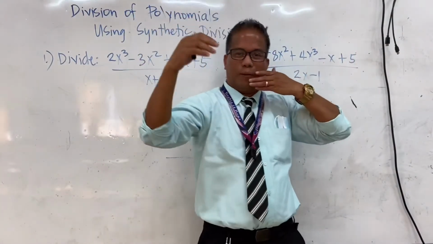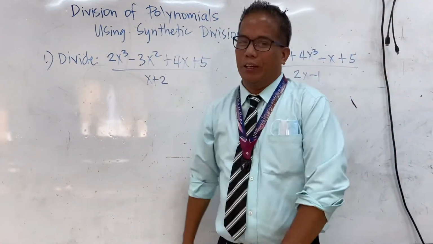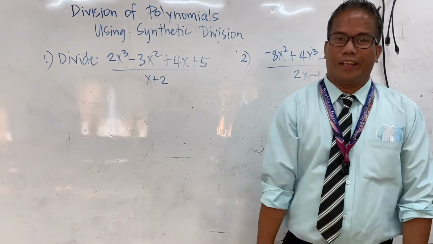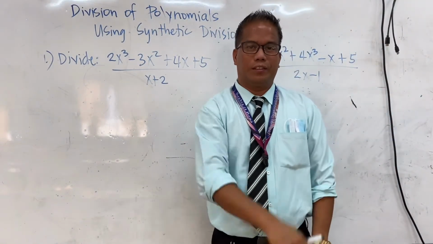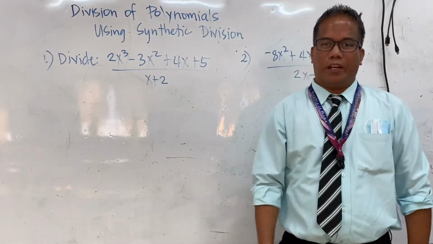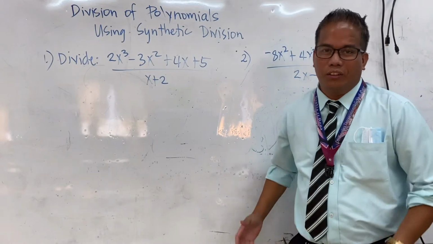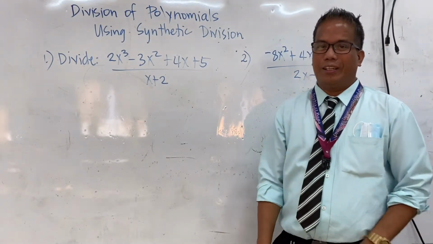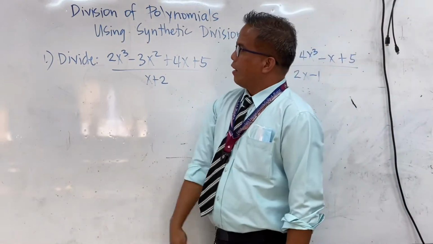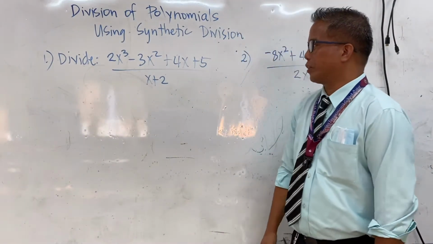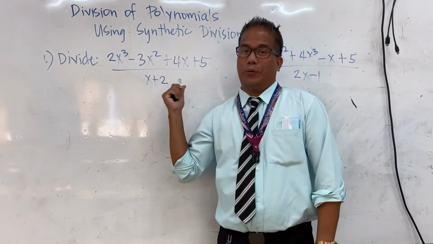Hello to everyone. Today we will discuss division of polynomials using synthetic division. I prepared two questions that I'm going to explain today, how to divide using this method. All you have to do is please pay attention. Okay, let's start. Number 1, divide 2x cubed minus 3x squared plus 4x plus 5 over x plus 2.